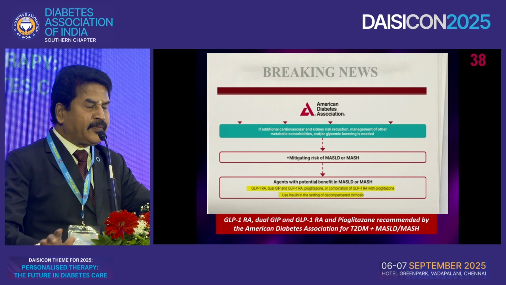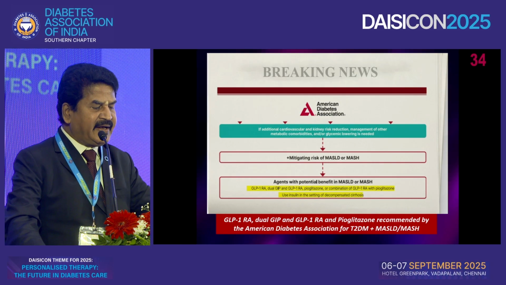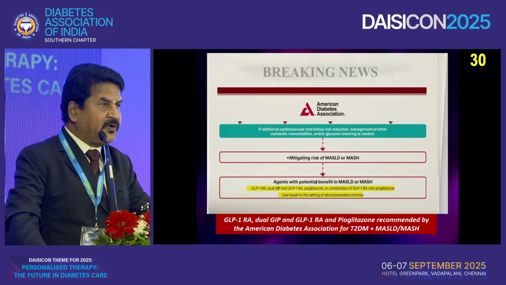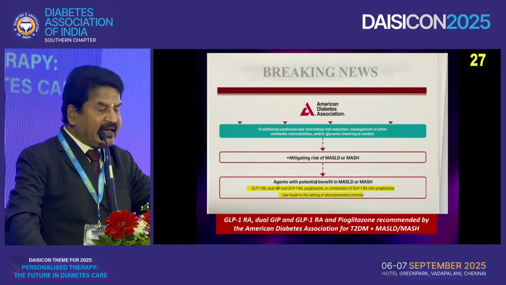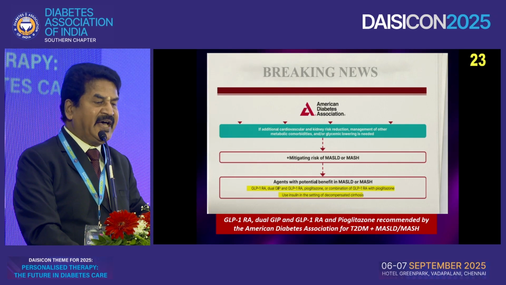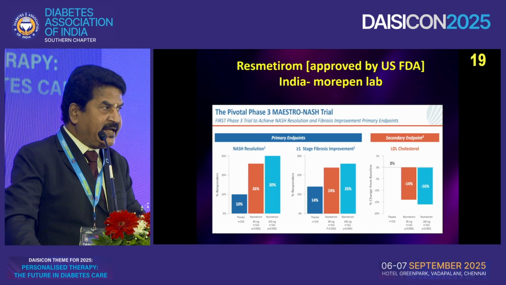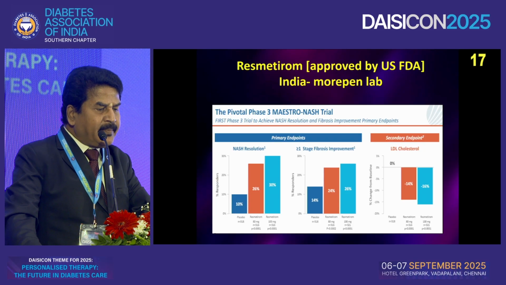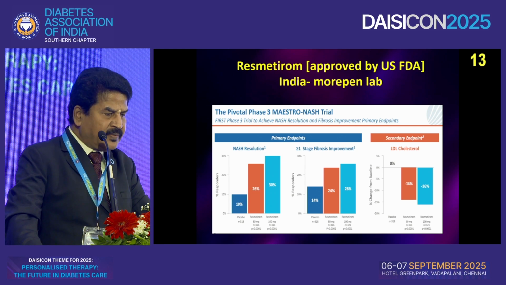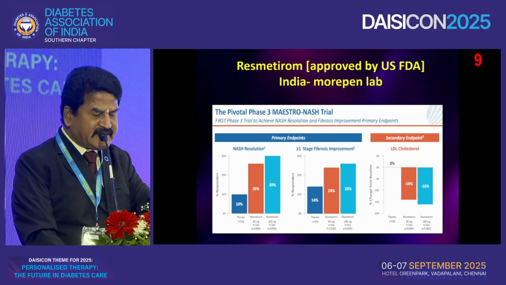So, breaking news from ADA. ADA recommends GLP-1RA, dual GIP and GLP-1RA, and pioglitazone. They are recommended by the ADA for T2DM plus MASLD and MASH. Resmetirom is approved by the US FDA. The phase 3 MAESTRO-NASH trial shows that with resmetirom, there is a NASH resolution and more than one stage fibrosis improvement.